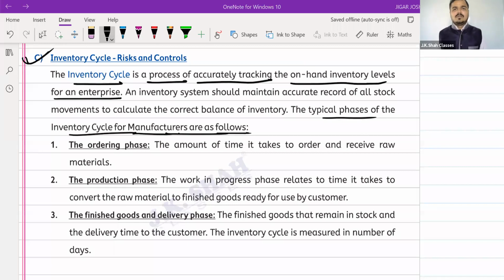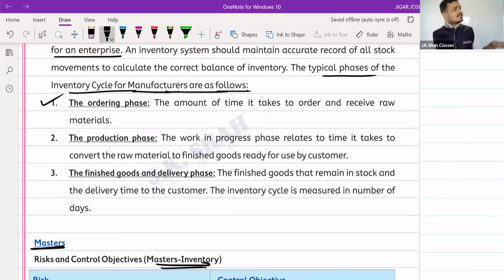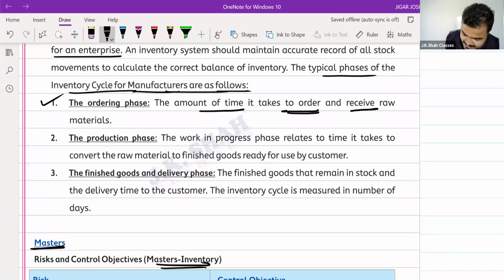The typical phases of the inventory cycle for manufacturers are as follows. For manufacturers only they are given. Yes, sir. First one, sir, obviously ordering, bringing the raw material into the factory. So the first phase, my dear child, which we are having is what? Sir, the ordering phase. The amount of time it takes to order and receive the raw material, sir, is called the ordering phase, because here we have just ordered, and we need to think of the time it will take to deliver the goods.